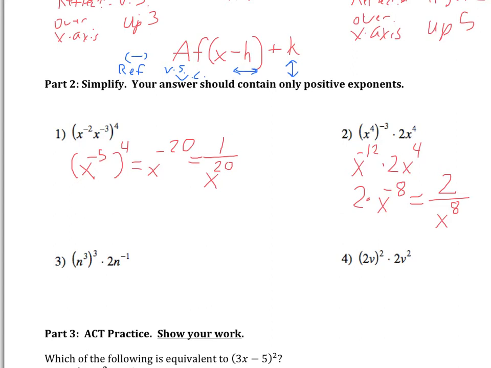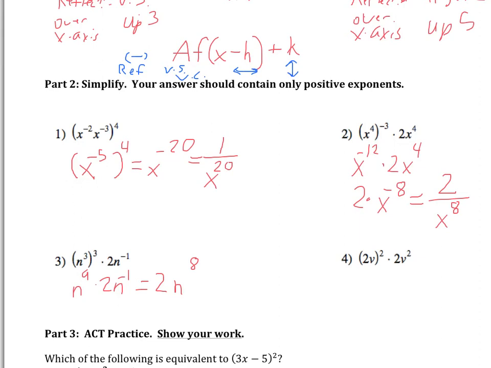Number 3 is very, very similar. In fact, I'd say almost identical to question 2. We got to do this little multiplying bit right there. So that's n to the 9th power times 2 to the n-1 power. And now we add exponents. So 9 and -1 add together to be an 8. And then that 2 is again just sitting out in front, and it's done. So 2n to the 8th power, done.